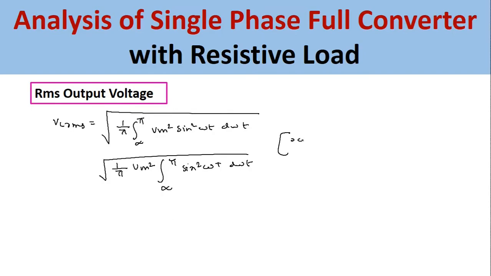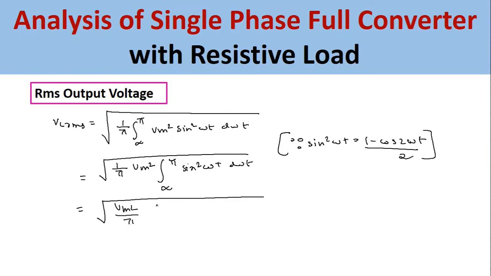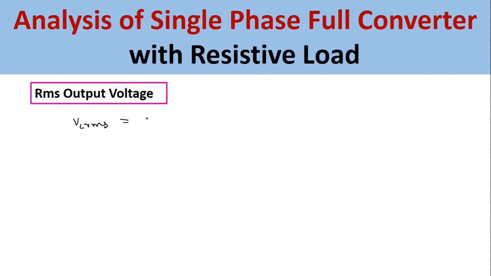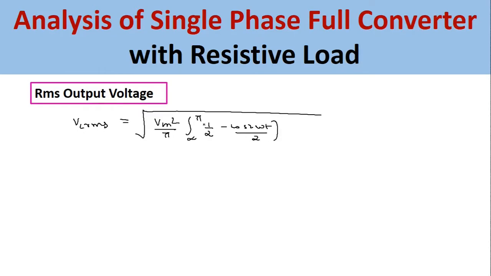Now we will put the formula for sin square omega t, which is equal to 1 minus cos 2 omega t divided by 2. So this VL RMS will be equal to Vm square upon pi integration from alpha to pi, 1 minus cos 2 omega t divided by 2 d omega t. Therefore, VL RMS will be equal to under root Vm square upon pi integration from alpha to pi, 1 by 2 minus cos 2 omega t divided by 2 d omega t.